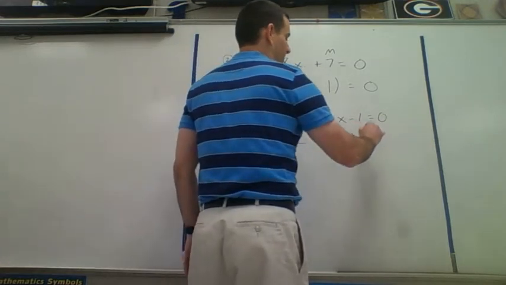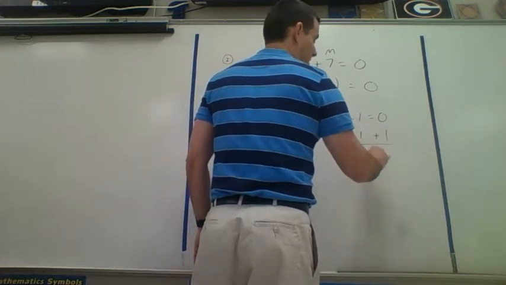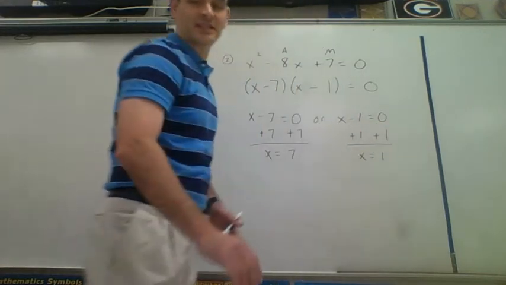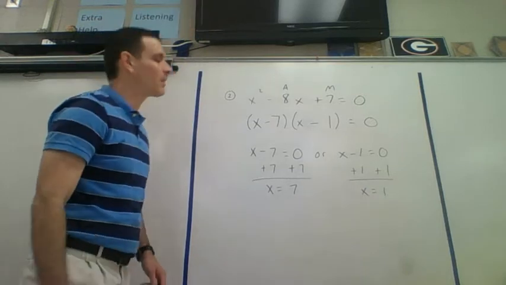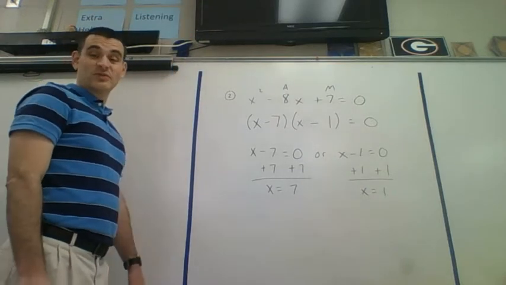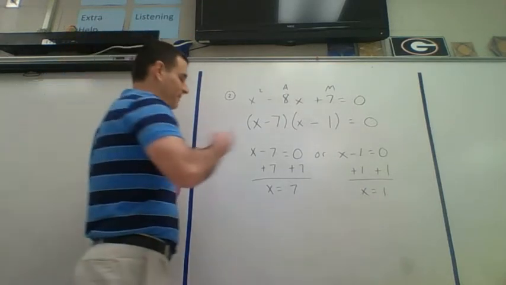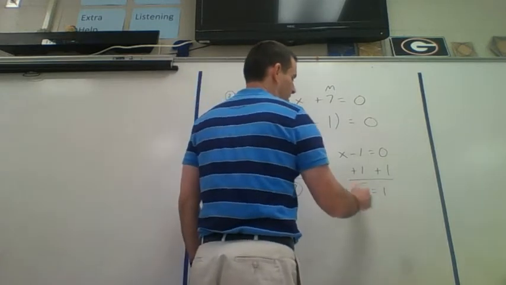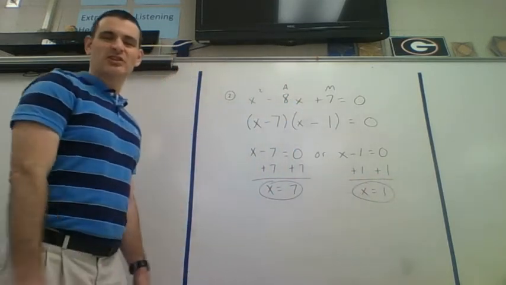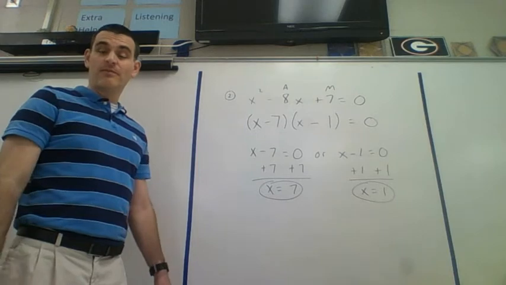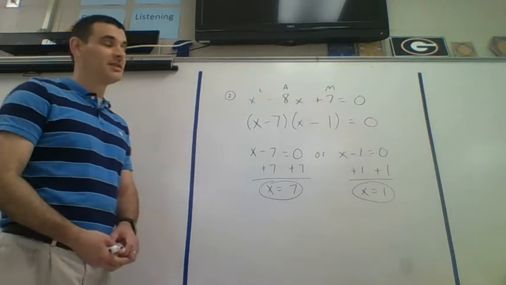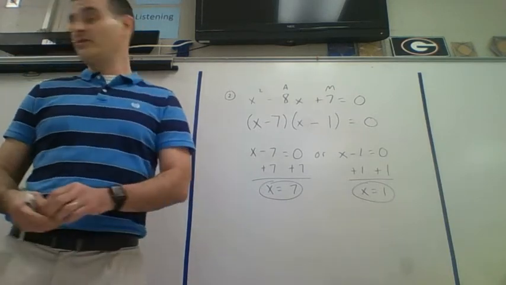So x is 7, or x is 1. All right, so we have x equals 7 or x equals 1. Those are my two solutions. Okay. You typically have two solutions with quadratics. Sometimes you have the same solution twice, but usually it's two different solutions.